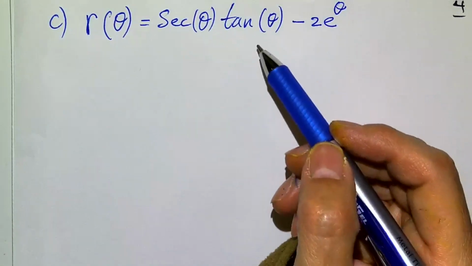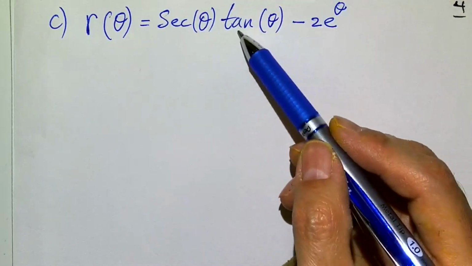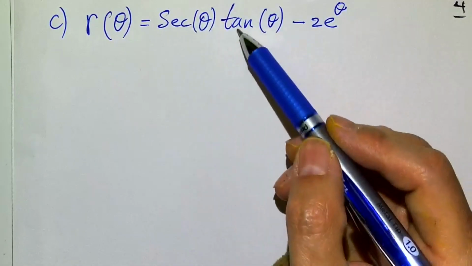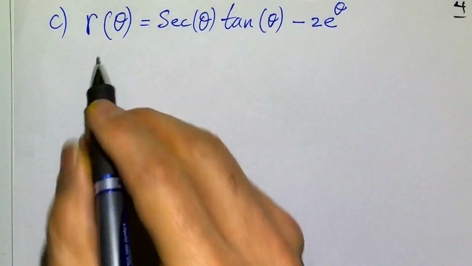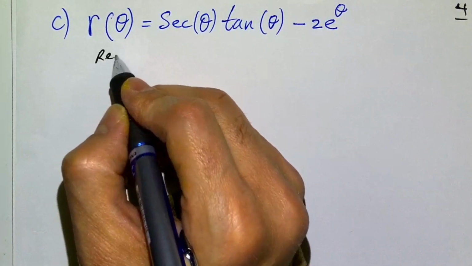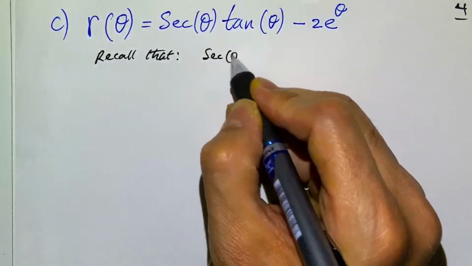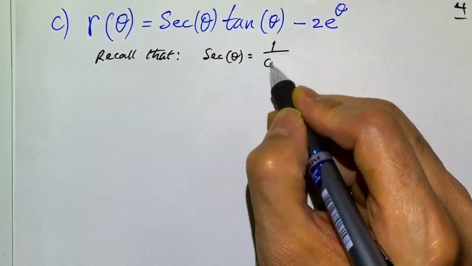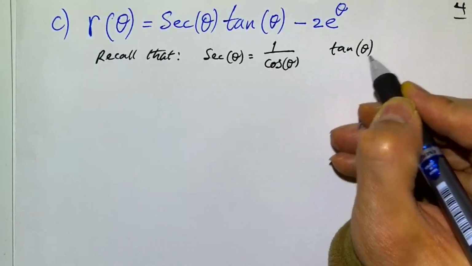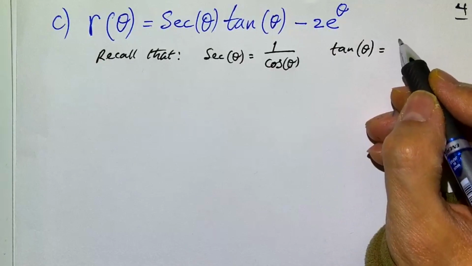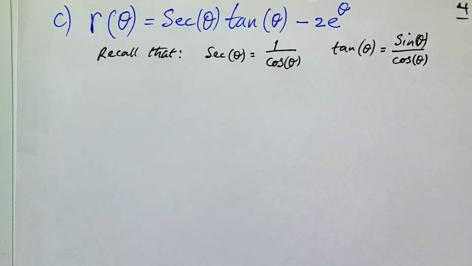One thing that should catch your eye immediately is that tangent theta and secant theta. Tangent theta is a ratio of, so let me actually, recall that secant of theta is the reciprocal of the cosine of theta, right? And tangent theta is the ratio of sine of theta divided by cosine of theta, right?